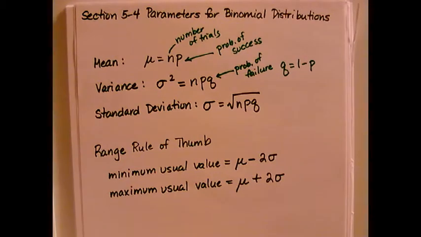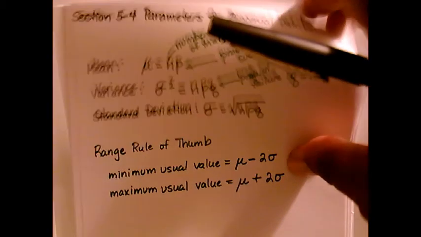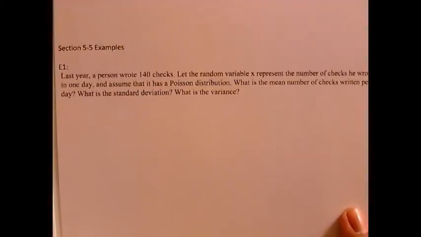Okay? And you'll be applying that range rule of thumb to some of these problems. And we'll look at examples that are related to just using the mean, the variance, and the standard deviation for a binomial distribution. So in this case here, here's some examples.